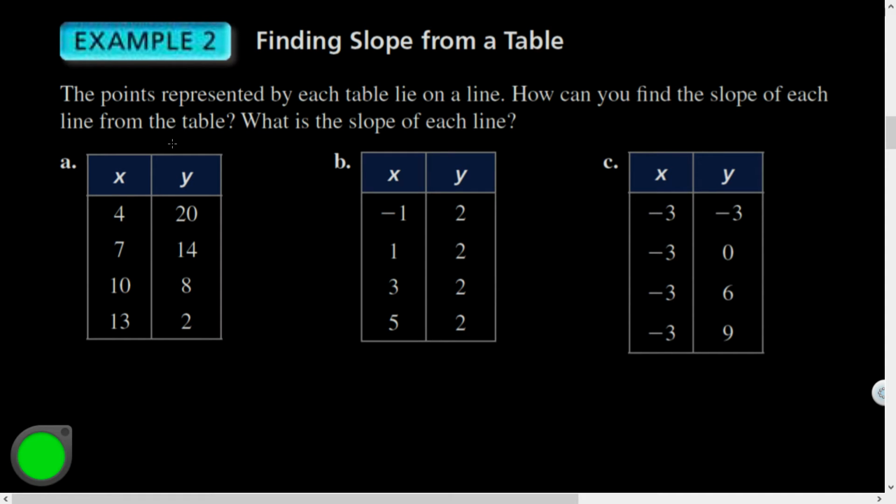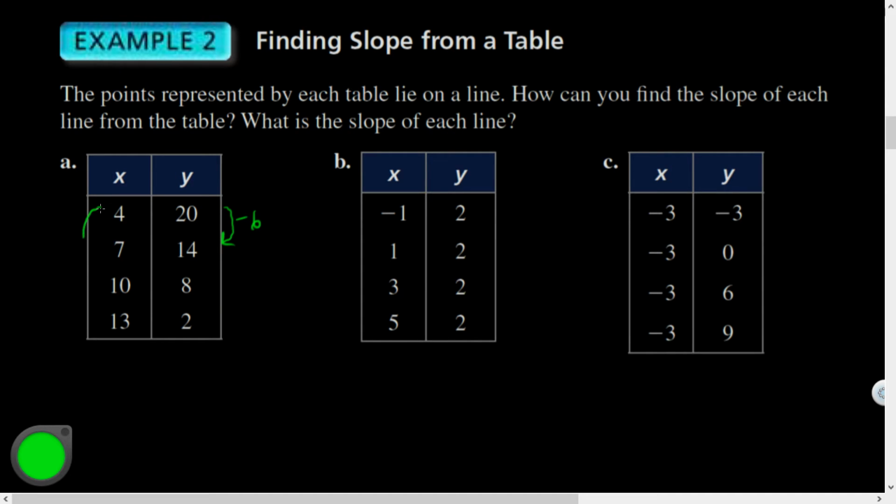So guys, the rise will be the change in the y's. Okay? So notice this. If I pick any 2 points, I can find the rise by figuring out what the y value changed by. It went from 20 to 14. What's the way to describe that? Yeah, it's changing by 6. Is it going up or down 6? Yeah, it went down 6.